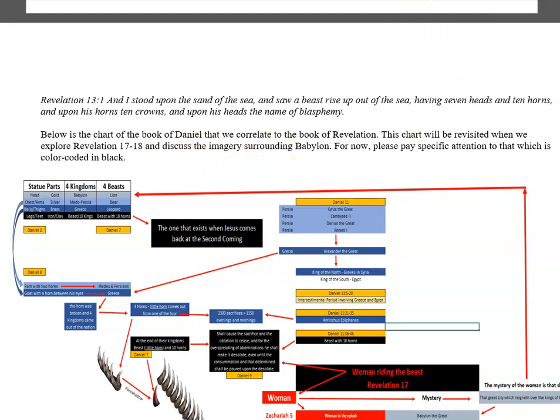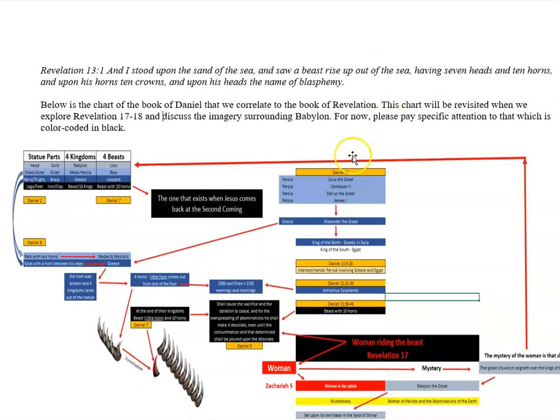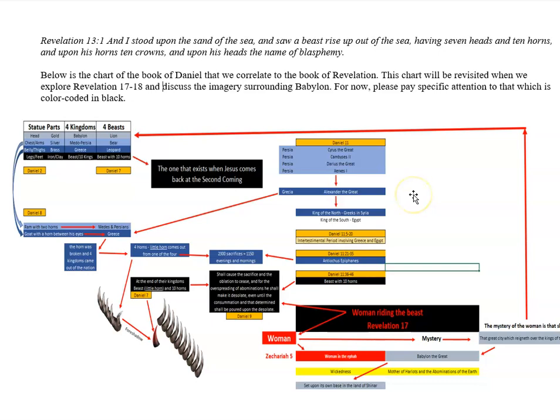Below is a chart of the book of Daniel that we correlate to the book of Revelation. This chart will be revisited when we explore Revelation 17 and 18 and discuss the imagery surrounding Babylon, because where it started is where it will wind up, down here. This is not for now, but we will discuss it later when it leads back to the place it started. For now, please pay specific attention to that which is color-coded in black.